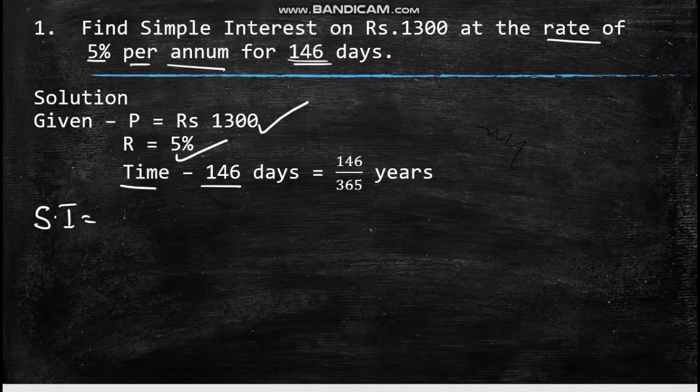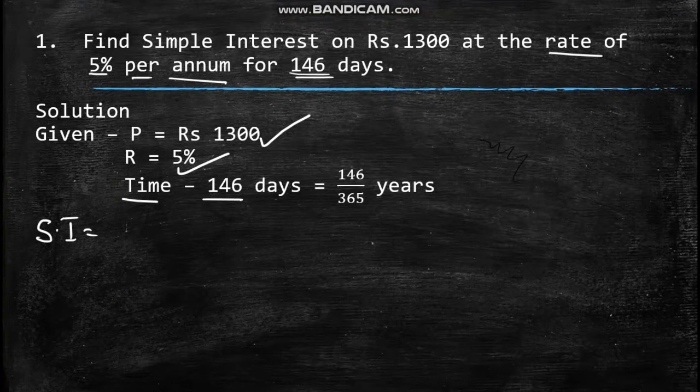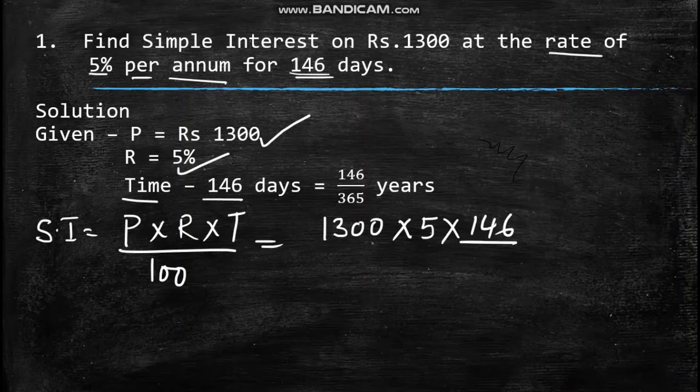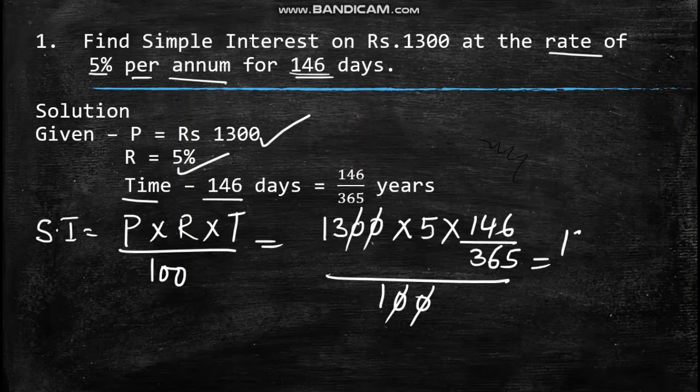Now SI will be equal to P into R into T divided by 100. What is your principal amount? Your principal amount is 1300. Rate is 5% and your time is 146 by 365 and whole divided by 100. Now cancel 0, 0. So you are left with 13 into 5 into 146 by 365.